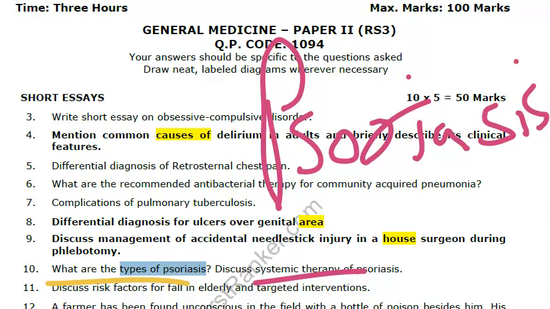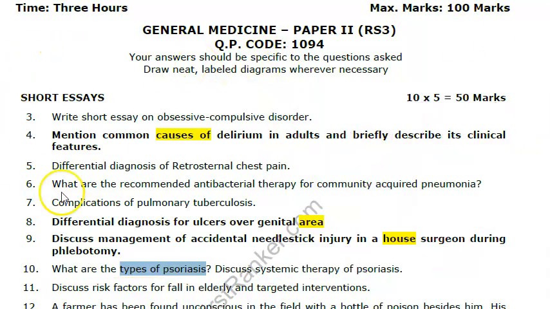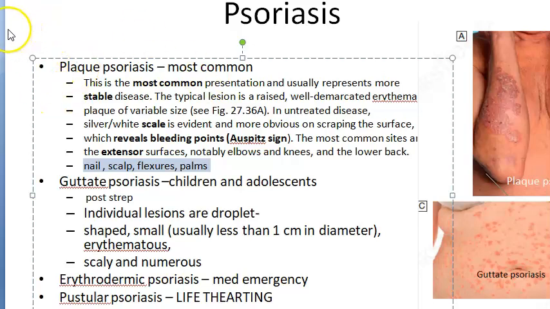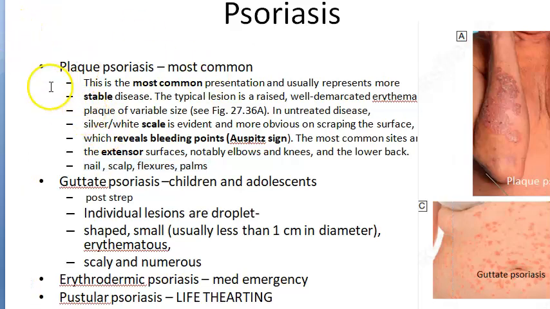So they are asking two things here, the types of psoriasis and the systemic therapy. They are not asking topical, they are asking systemic therapy, guys. So this is for 5 marks. Let's get started with the types of psoriasis. If they ask the types of psoriasis, you will tell this immediately, okay? Don't say what psoriasis is and histology and all.